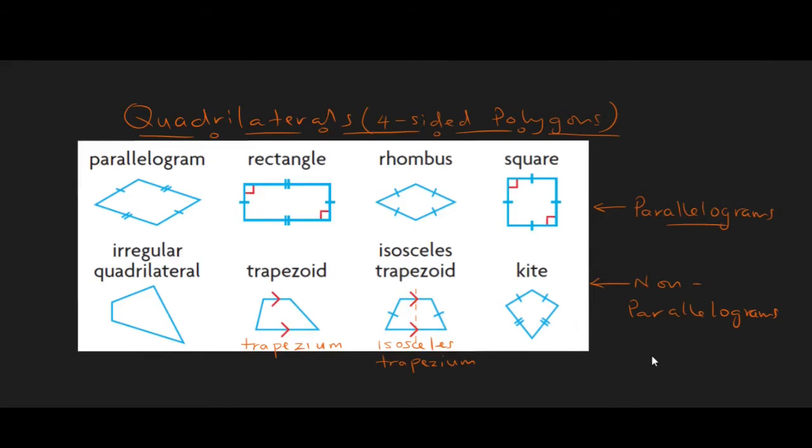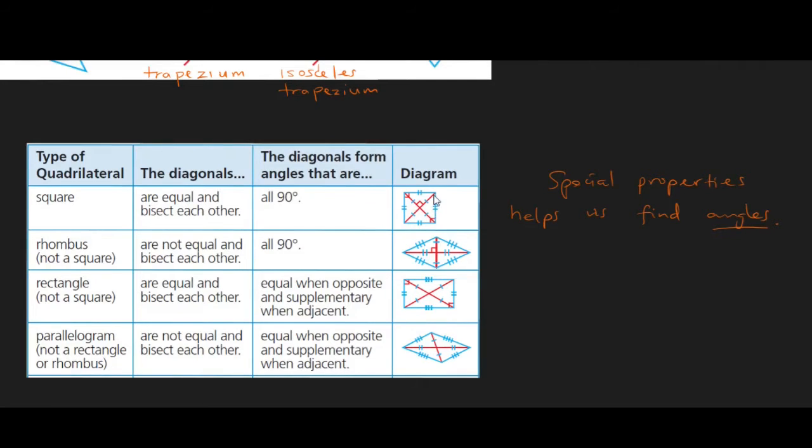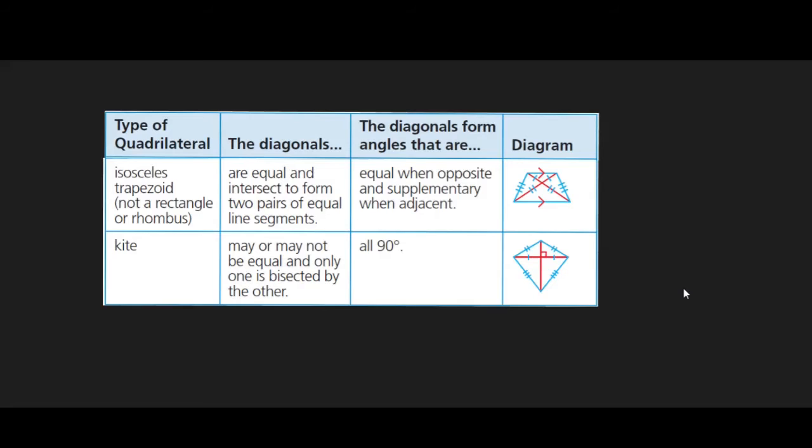Other special properties are created when diagonals are drawn in each special quadrilateral. For example, in a square, the diagonals bisect each other at 90 degrees. The same for the rhombus. However, for the rectangle and parallelogram, that is not the case. Now, these special properties which are created when diagonals are drawn also help us to find angles and sometimes the lengths of certain sides, depending on the question. So from time to time, you may have to refer to these diagrams to get a summary of the property that each special quadrilateral has and how it affects the angles and sides.